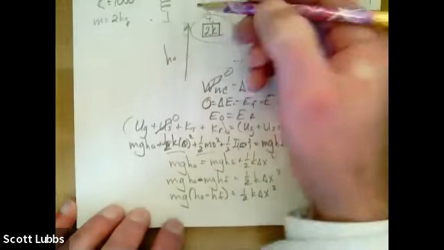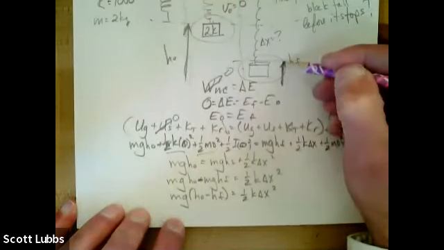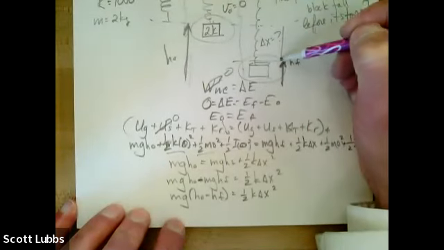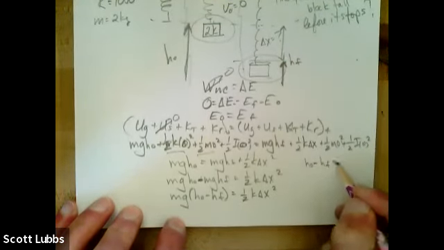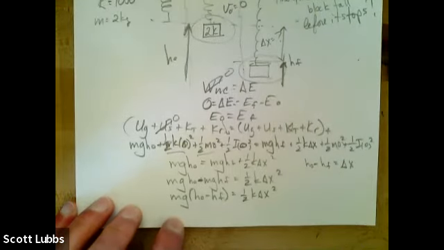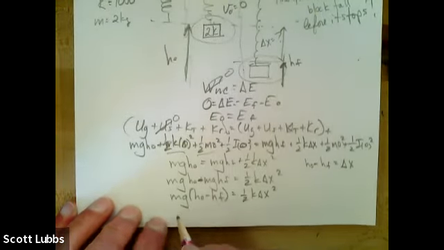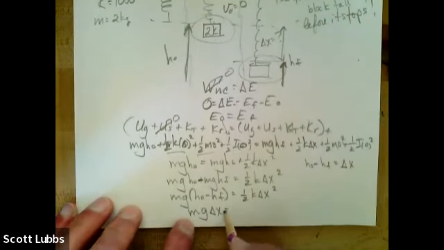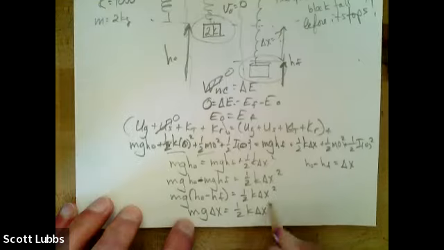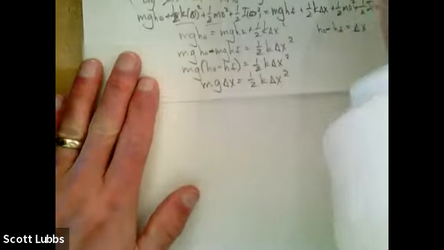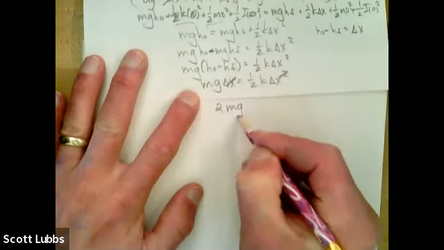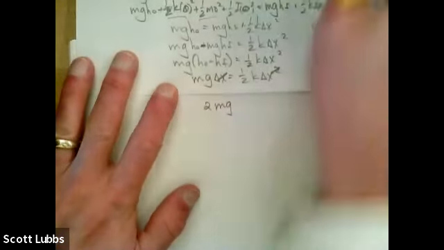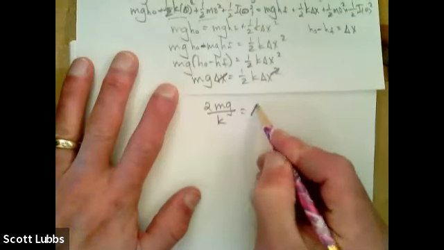Take a look at this. What do I know about h initial minus h final? It is the same as delta x. That is how much the spring is stretched. So m g delta x equals 1/2 k delta x squared. Two m g divided by k equals delta x.